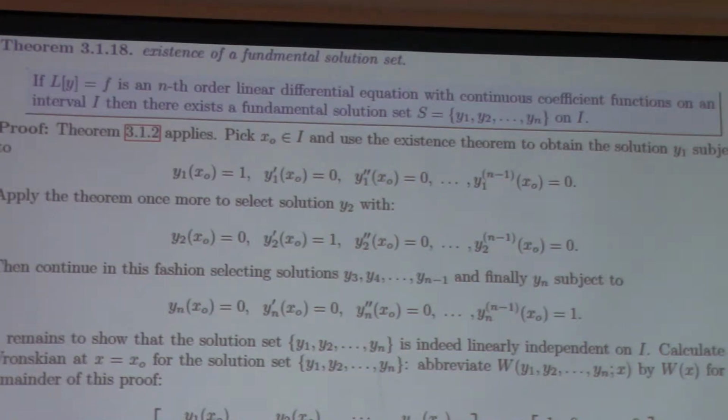Set y1 through yn on I. So the proof is that theorem 3.12 applies, which I think was the initial value problem, okay. And so here I just pick an x naught in the interval. The theorem I'm using is a non-trivial theorem, which we don't prove here. It requires techniques of analysis which are beyond the course.